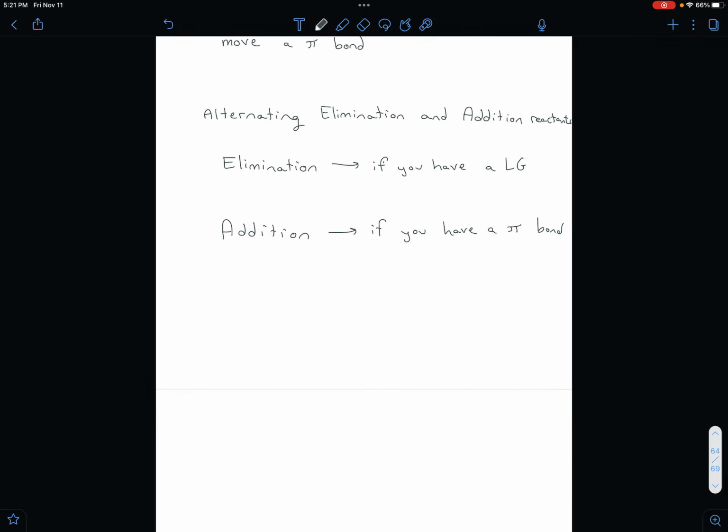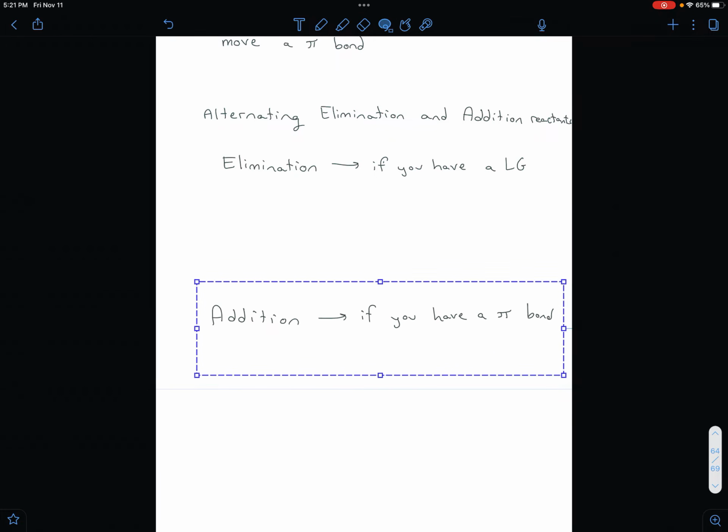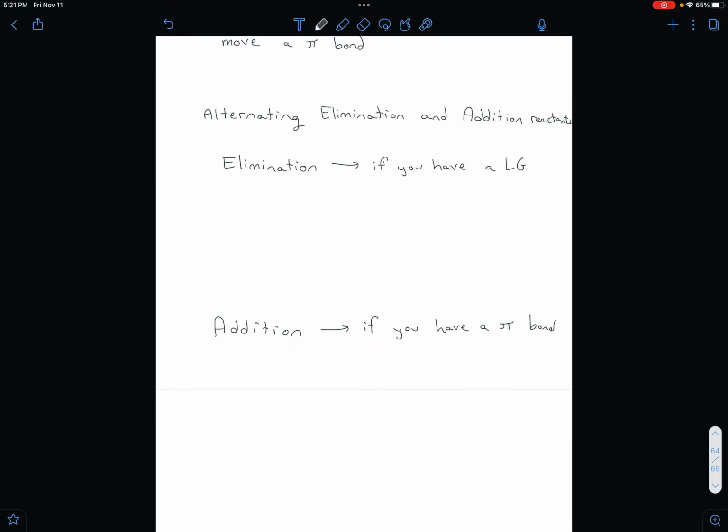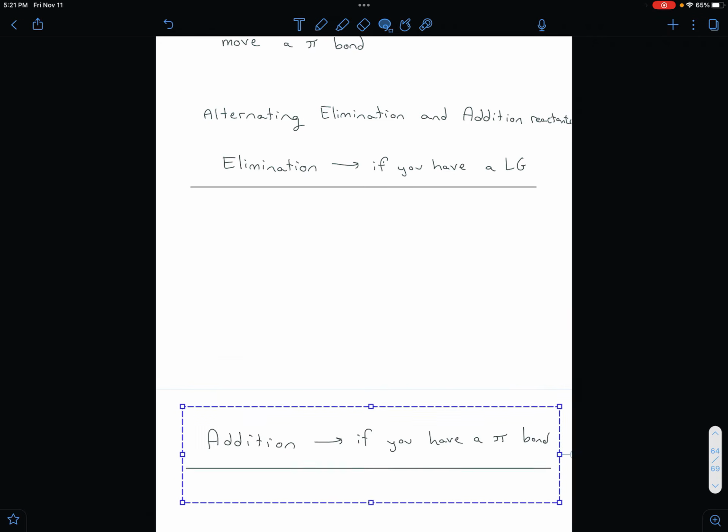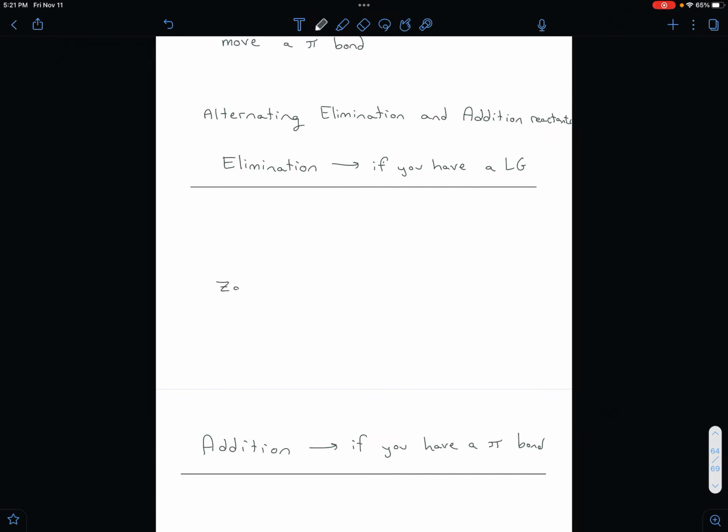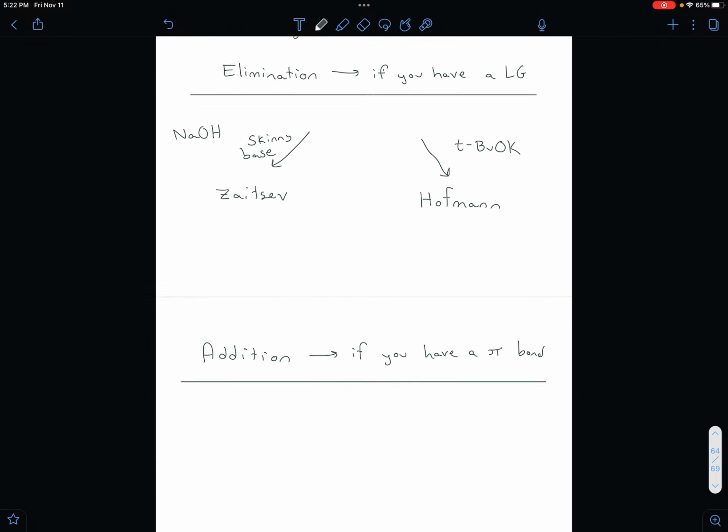The last thing we have to review before we dive into one of these problems is how you can control the direction of elimination and addition. So in elimination, you can control the direction by getting either the Zaitsev or the Hofmann product. If you use a skinny base, like sodium hydroxide, for example, then you can get the Zaitsev product as your major product. If you use a bulky base, like potassium tert-butoxide, for example, then you would get the Hofmann product as your major product. So that's how we can control where a double bond forms when we do an elimination reaction.